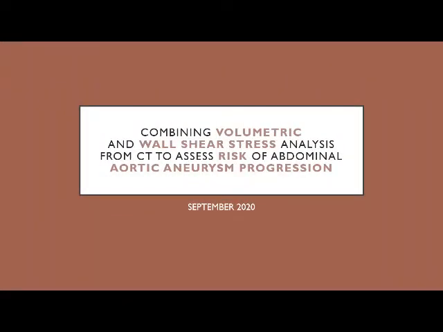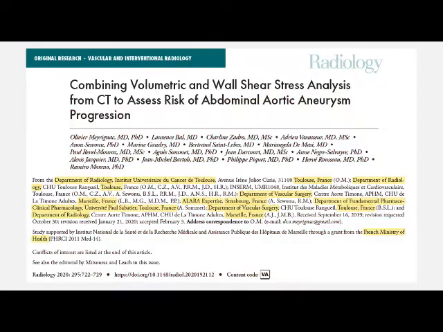We're going to continue the presentations, and this time about an article presented in Radiology. It's an article from multiple institutions in France. It was published this year, 2020.